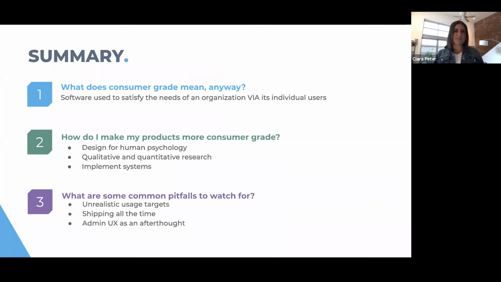So to summarize, being consumer grade, and really the recommendation for anyone building enterprise software these days, is you need to satisfy the needs of your individual users before you can get to the organization. And when you're making the products, think about human psychology, think about you. You as a human are a very good example of how people might feel and what they want to experience. It's easy to do quick research and implement some of those systems, and finally watch out for the pitfalls and make sure that you're setting the right targets and making sure that your users and your admins are in the loop at all times.